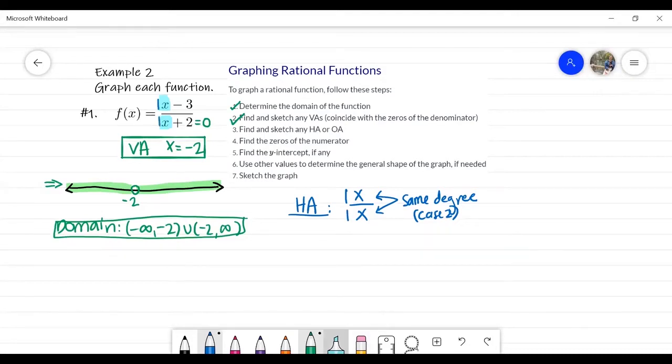So we look at the coefficients, and we say that our horizontal asymptote is at y is equal to 1 over 1, or better yet, y is equal to 1. It might be really helpful if we start to sketch this out so we have an idea. Remember that there's only horizontal or oblique, so in this case there's no oblique. We're done with horizontal. So let's actually graph this.